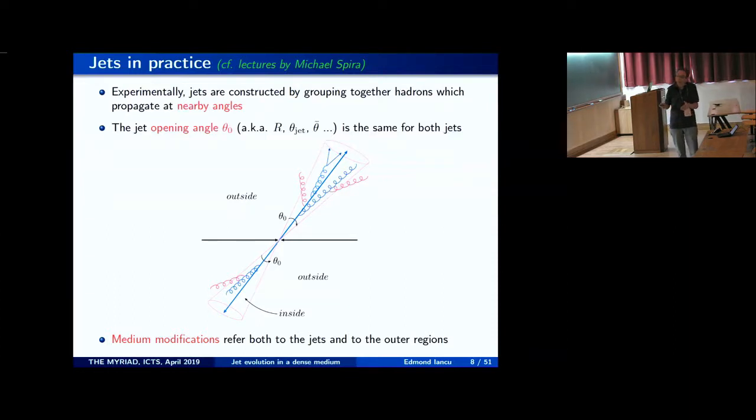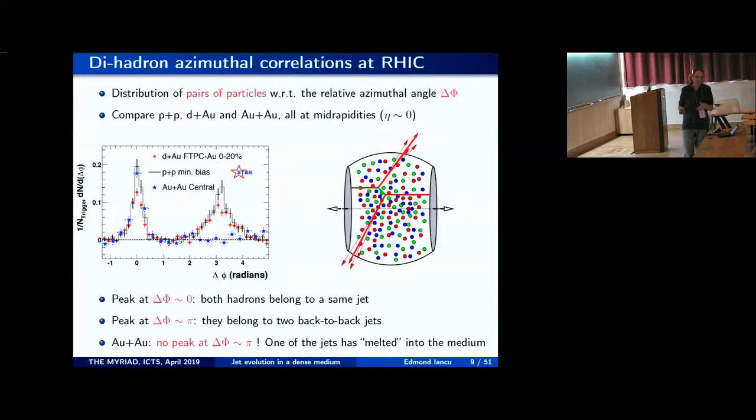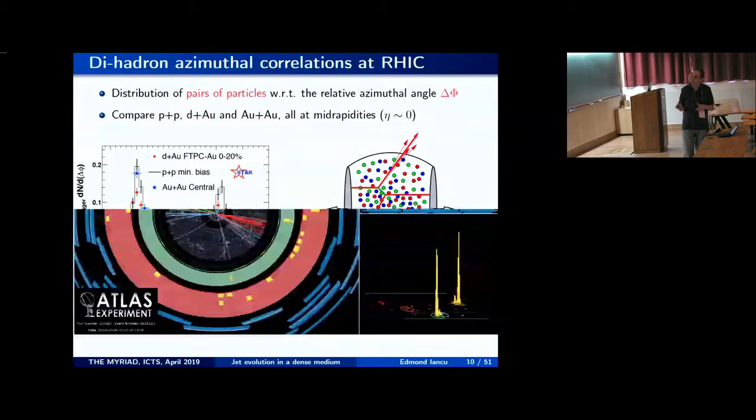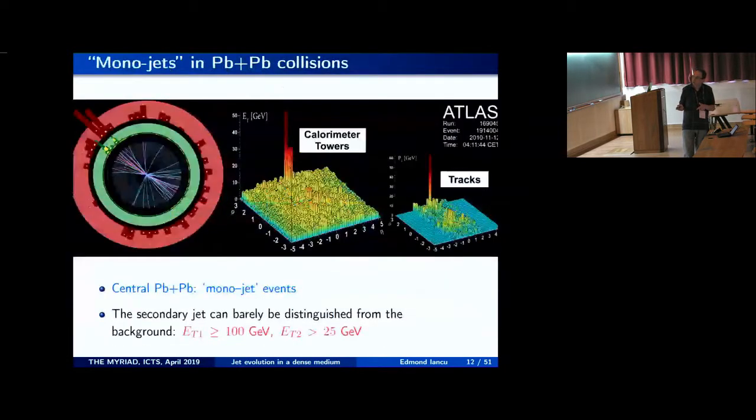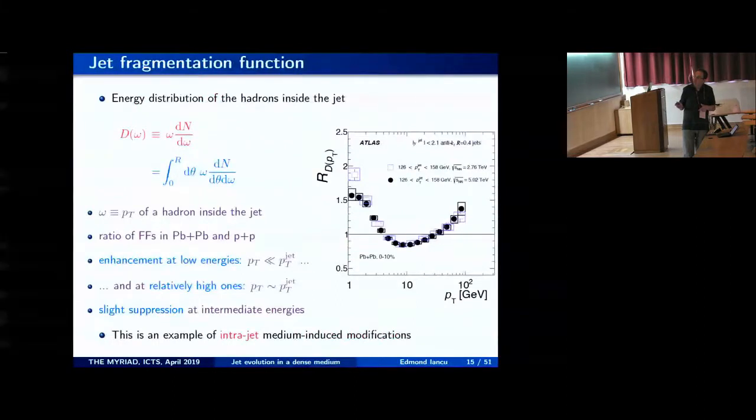So the distribution of the hadrons inside the jet, as a function of the energy of the hadron, sorry, is a fragmentation function. It's a spectrum of the jet. And I compare the spectrum of the jet in lead-lead and proton-proton. This is what the fragmentation function does. So the fragmentation function is a distribution of hadrons as a function of their energy inside the jet.